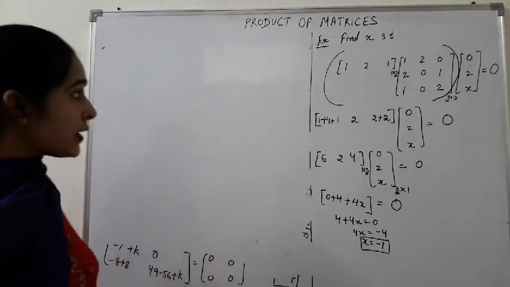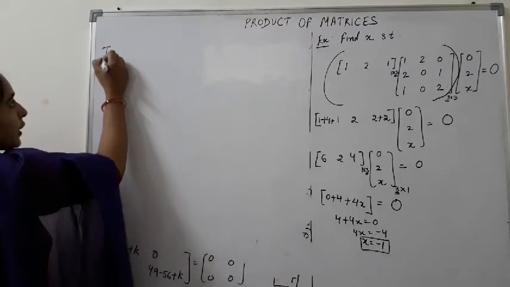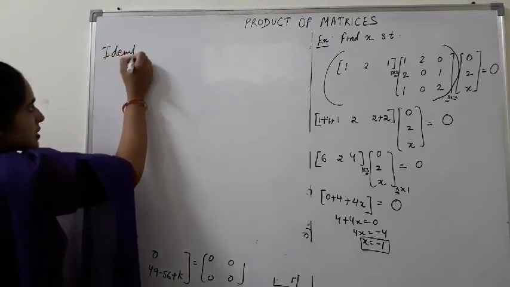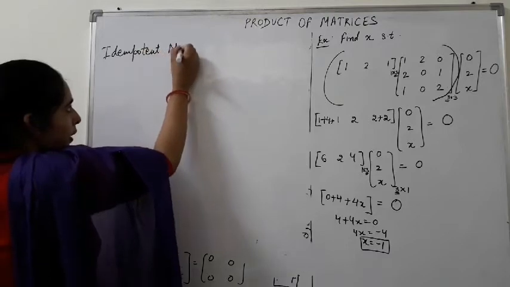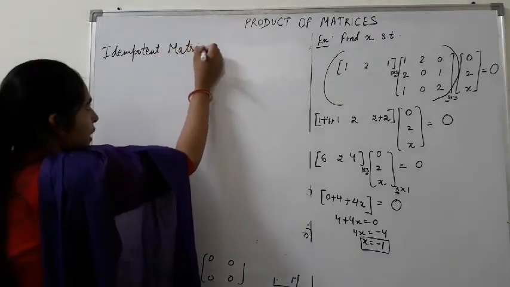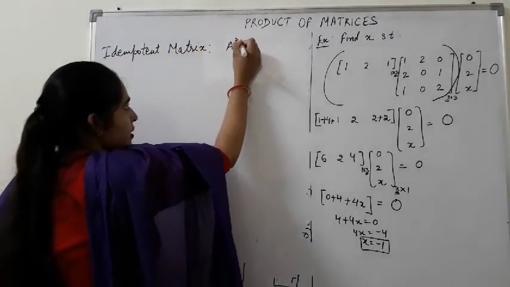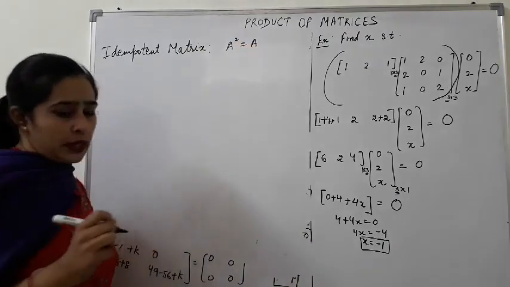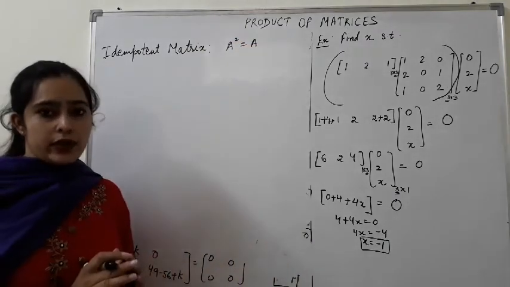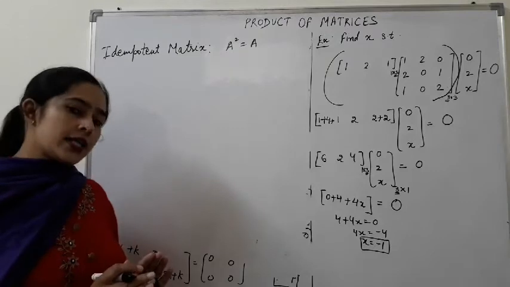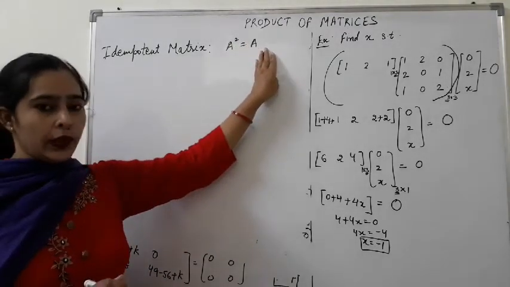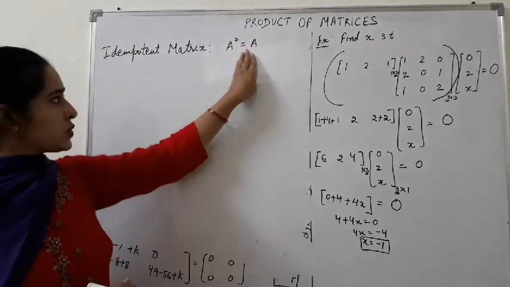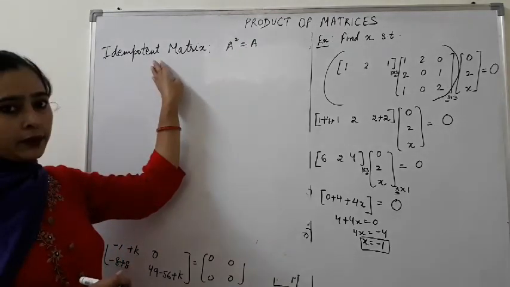Now what is an idempotent matrix? Idempotent matrix is that matrix for which we have the condition A square is equal to A. That means if we multiply the matrix with itself, the answer will be the matrix itself. A square will be equal to A. Such type of matrix is known as idempotent matrix.